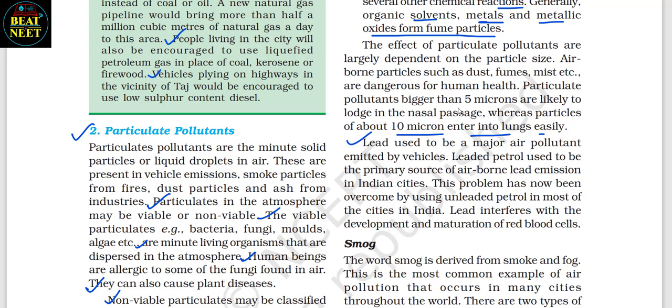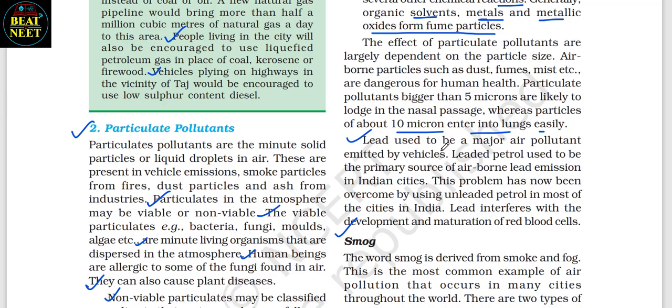Leaded petrol used to be the primary source of airborne lead emission in Indian cities. This problem is now being overcome by using unleaded petrol in most of the cities in India. Lead interferes with the development and maturation of red blood cells.